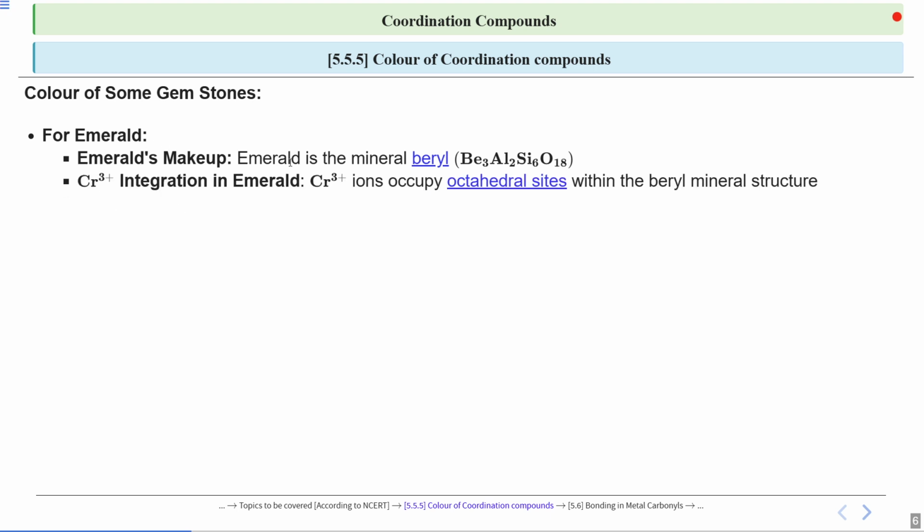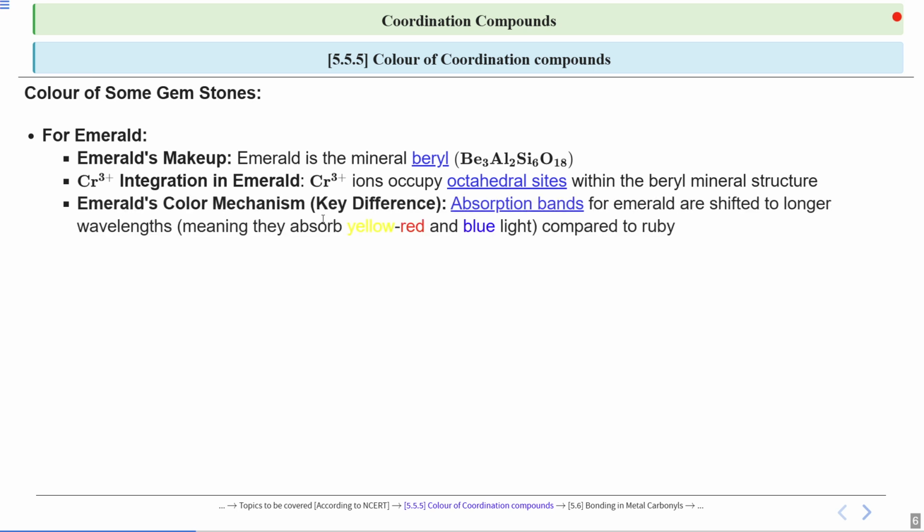Chromium 3 positive integration in the emerald. Now, how is the chromium 3 positive introduced? These chromium 3 positive ions occupy the octahedral sites within the beryl mineral structure, just as in the ruby, where chromium 3 positive occupies the spaces occupied by aluminium in the aluminium lattice. Here, the chromium 3 positive ions occupy octahedral sites within the beryl mineral structure.